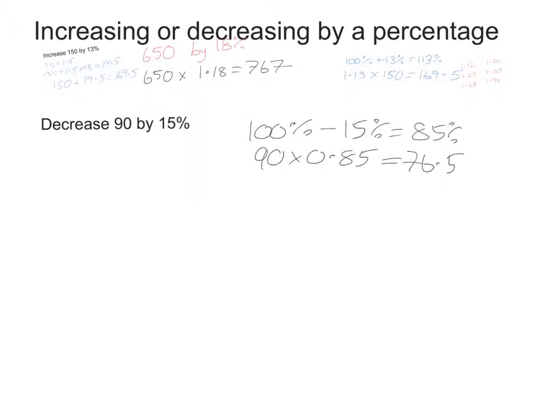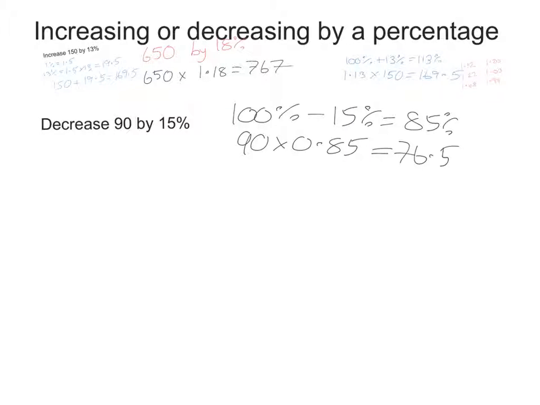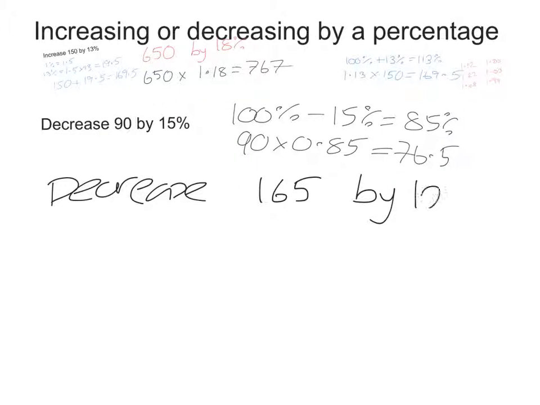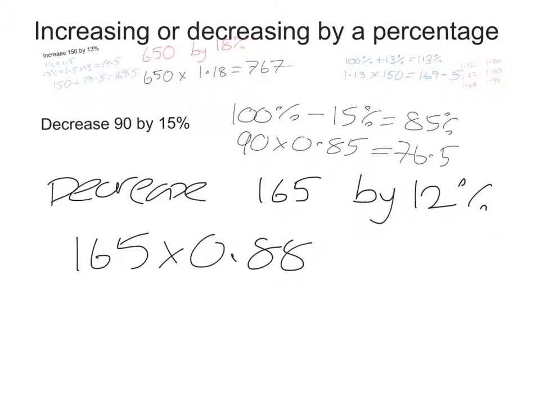Now, if you want to pause and try yourself decreasing 165 by 12%. Okay, so hopefully you've been able to work out that a decrease of 12% means you're taking 12 away from 100, which is 88, so it's going to be 0.88. So we're doing 165 times 0.88, which is 145.2.